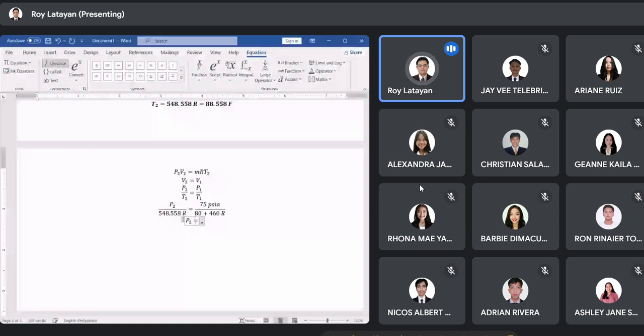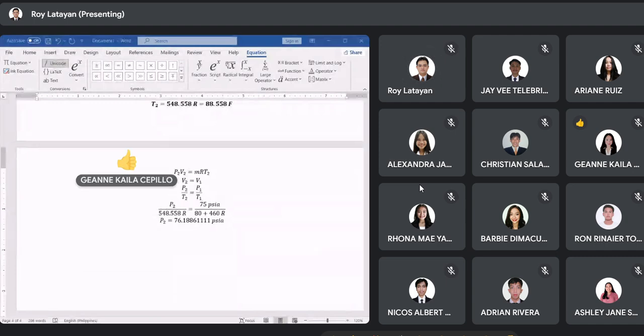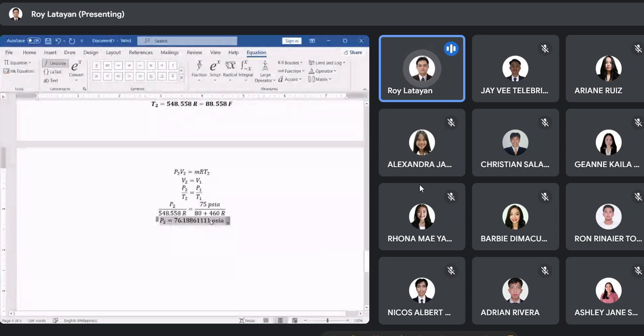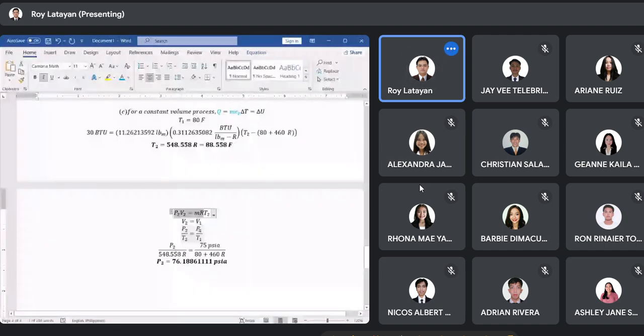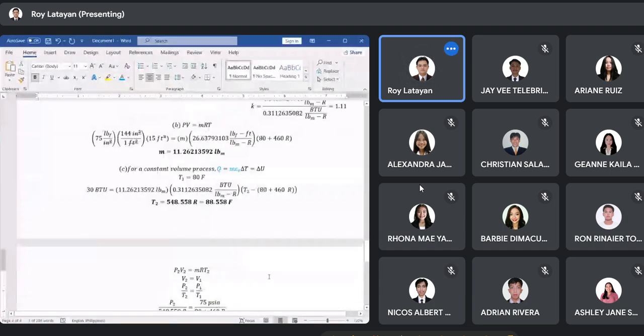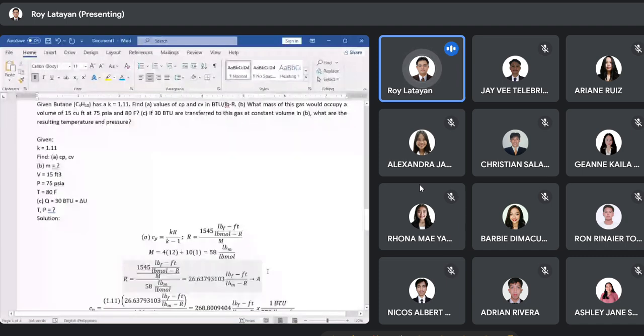So, sobrang liit lang yung taas natin. 76.18861111 psia. So, may nag-react. So, tama naman. Either ito or ito yung gagamitin lagi. Ayan. So, yun na yung problem natin.